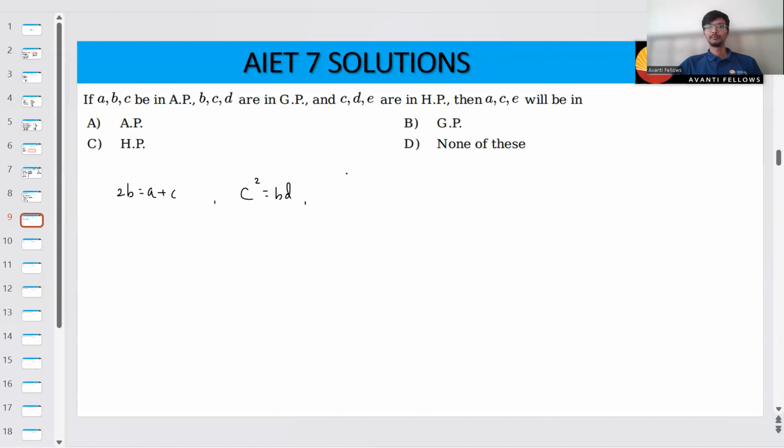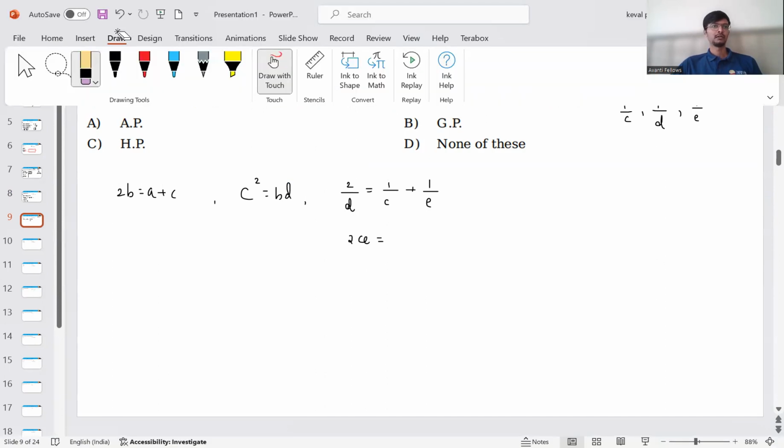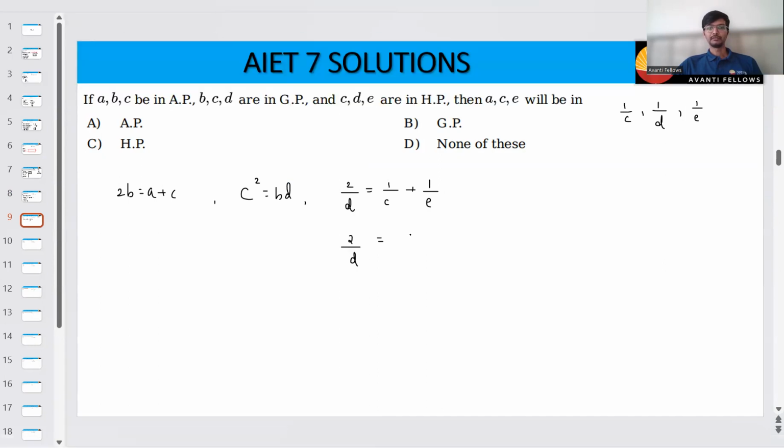C, D, E are in HP. That means 1 upon C, 1 upon D, and 1 upon E are in AP. So twice the middle term: 2 upon D equals 1 upon C plus 1 upon E. If I take LCM, 2 upon D is equal to C plus E upon CE. So what do I get D as? 2CE upon C plus E.